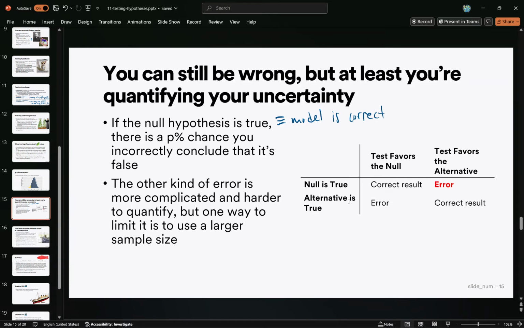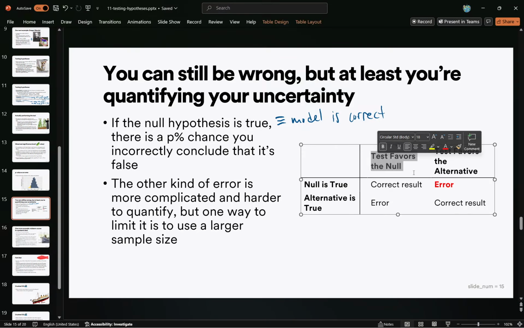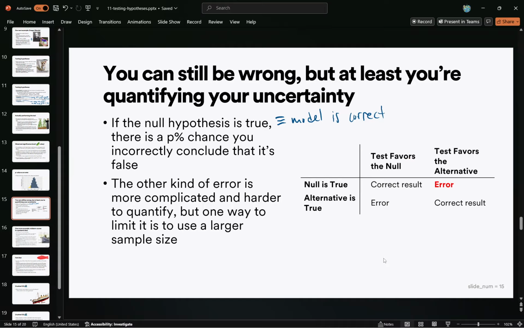This is when your test is in favor of the null hypothesis. Like you really do think the model is correct, but really that's wrong. The alternative is actually true. You can get into this area, which is not really something we want to talk about right now in the class. That's a lot more complicated.